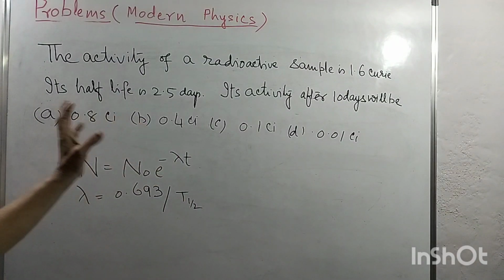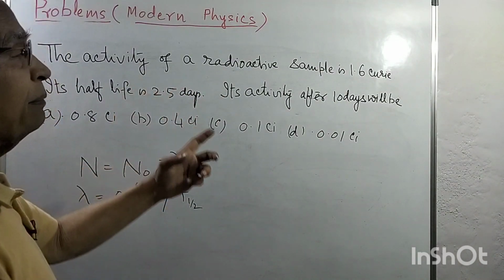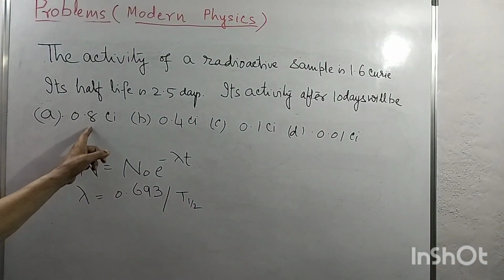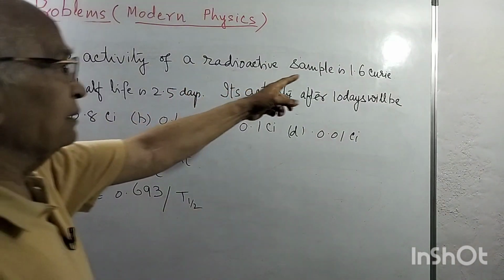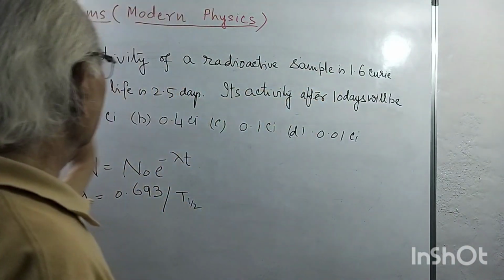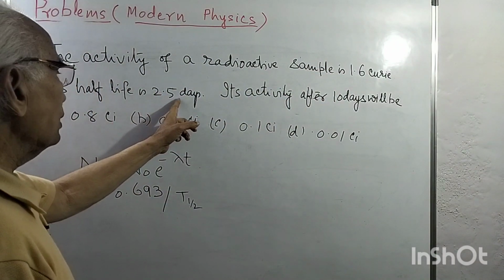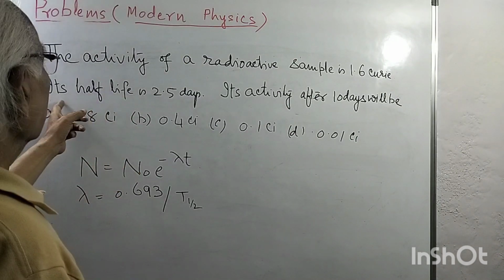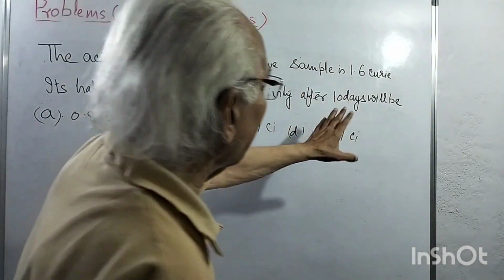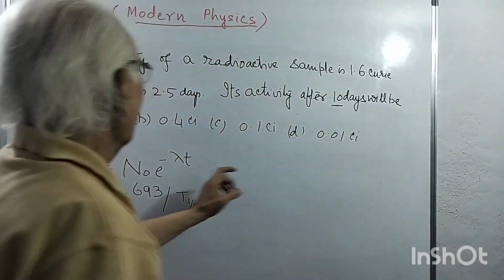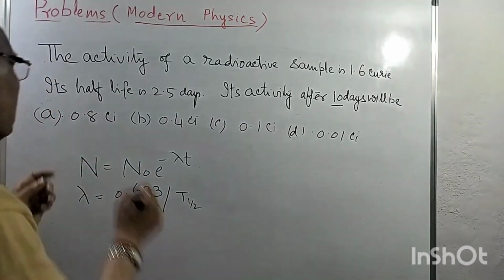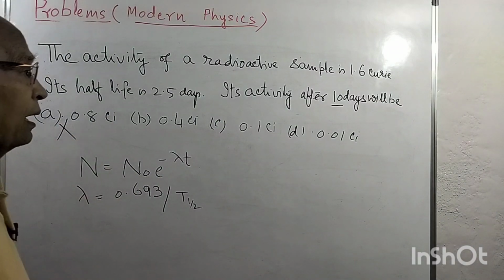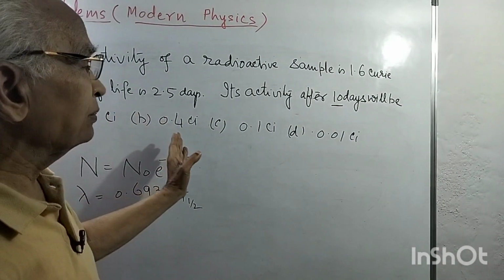But physically, let us just check. Half-life means after 2.5 days, it will be half. Here the answer 0.8 is half of 1.6, so that would be just after one half-life, after 2.5 days. But they are asking about the activity after 10 days. So just by judging, this answer may not be correct. And then 0.4 is further half of this, which means 2 half-lives.